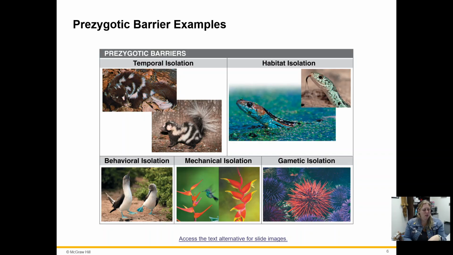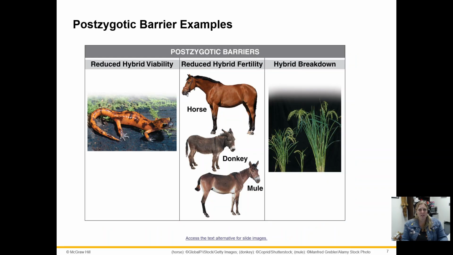Sometimes that happens. So what do we get when the prezygotic barriers fail? Well, there's three things that we generally see in what we call the post-zygotic barriers, or after a zygote has formed. Reduced hybrid viability, also known as increased mortality, okay?